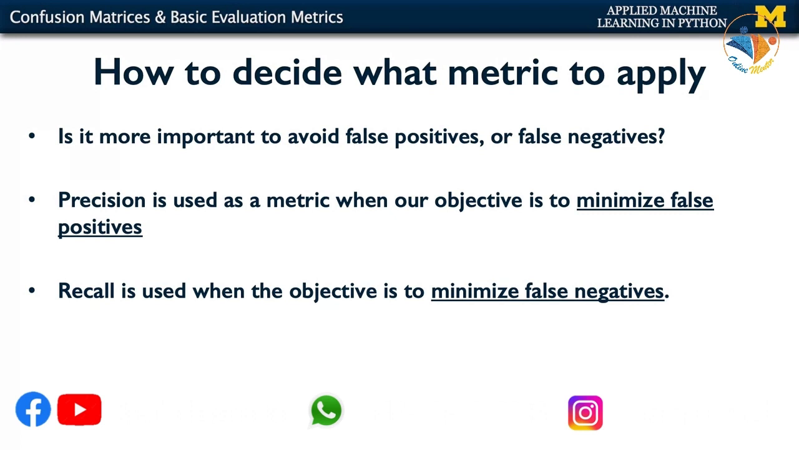One natural question that comes up when learning about precision and recall is when to apply them. In deciding what metric to use, a key question to ask is it more important in your scenario to avoid false positives or false negatives? In general, precision is used as a metric when our objective is to minimize false positives, and recall is used when the objective is to minimize false negatives.